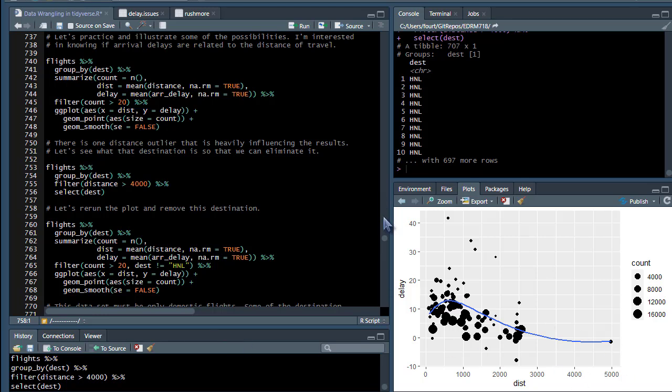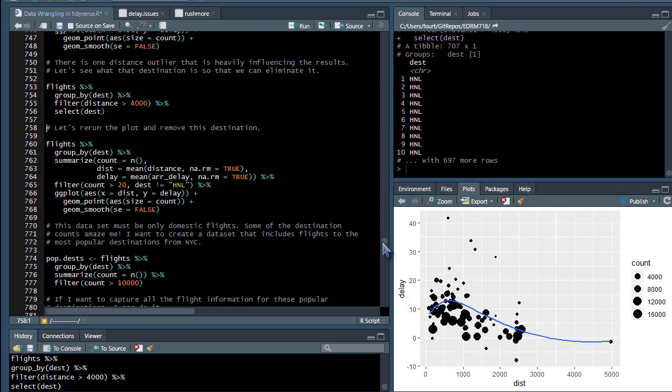So that is what is heavily influencing this chart. So let's do it again, but let's go ahead and remove Honolulu. So look at what we've got here.